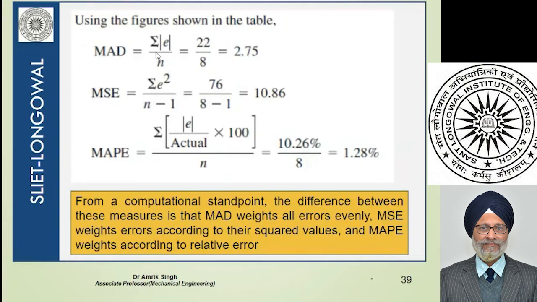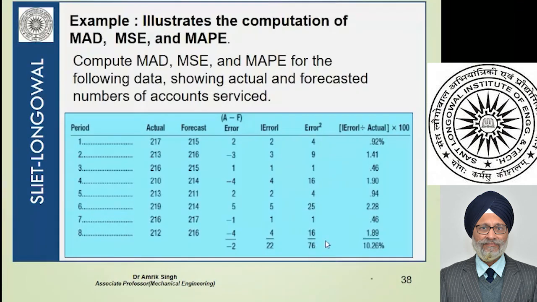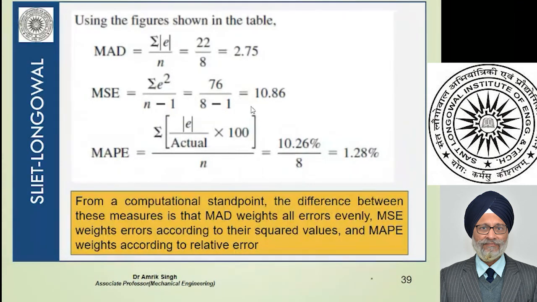So this is how he has calculated the MAD: sigma of all the errors is 22, 22 divided by n, so it is 2.75. Then MSE was sigma of E square, which is 76 here, divided by n minus 1. So n is 8. And similarly, he has calculated MAPE. MAPE is 100 into mod of E divided by actual, summed and divided by n, so it is 1.28%.